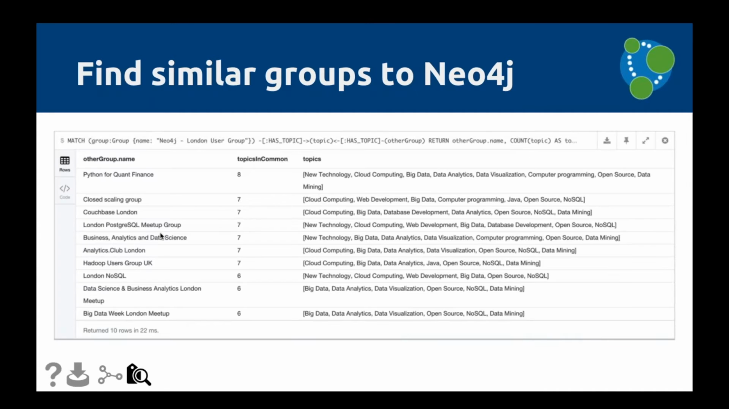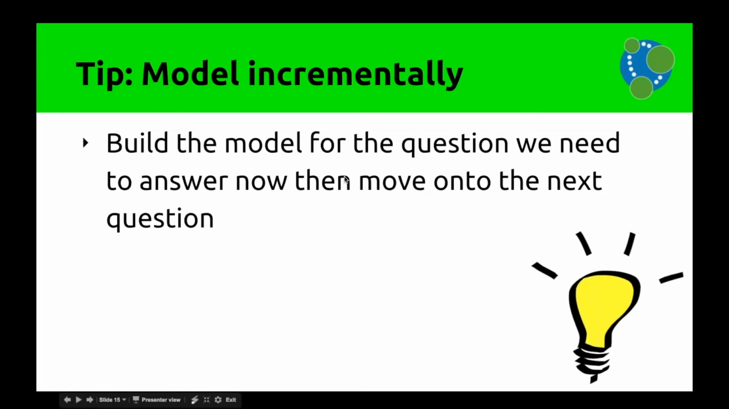Okay, so let's see what does that actually look like. So if we were to execute that query in Neo4j on this data set, this is what we'd get back as the similar groups for the London user group. So it comes back with, for example, Python for quant finance in first place, and that has 8 topics in common, and then we get a list of those topics over here. Okay, so that's our first question answered.